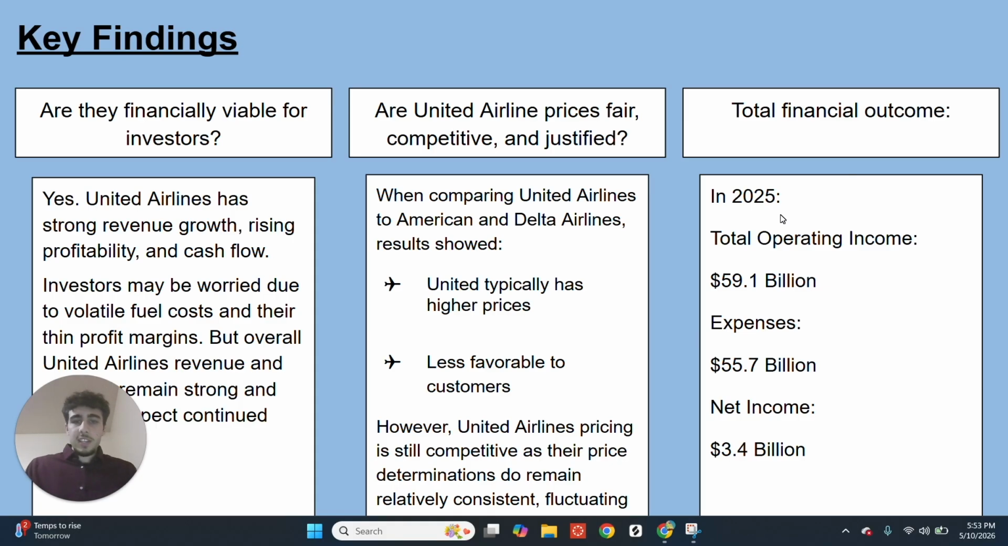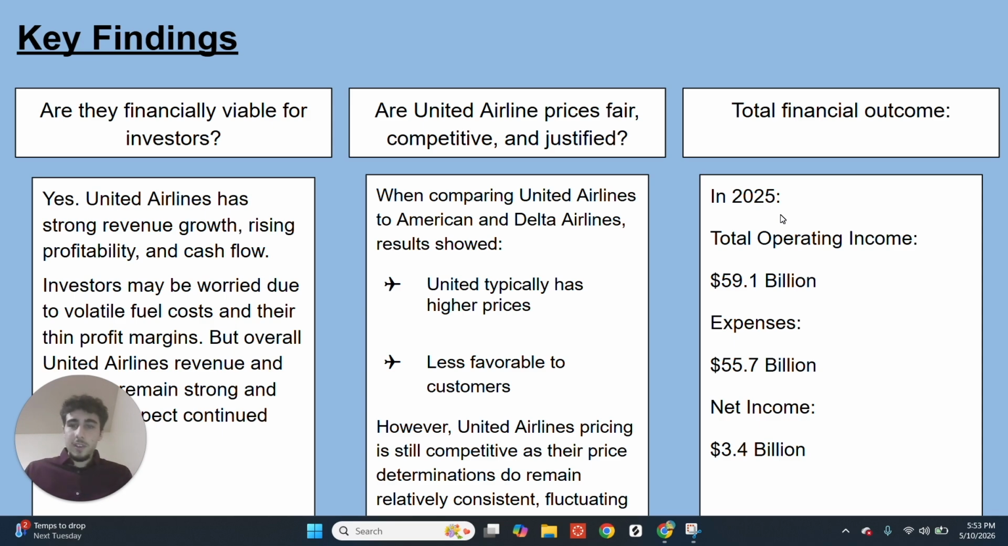Second, we looked at whether United Airlines prices are fair, competitive, and justified compared to competitors like American and Delta Airlines. Our findings show that United often charges slightly higher prices and may be viewed as less favorable by some customers. However, their pricing remains competitive overall because ticket prices across the airline industry fluctuate similarly and generally stay aligned with competitors.